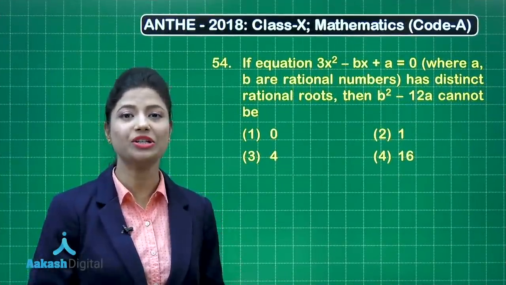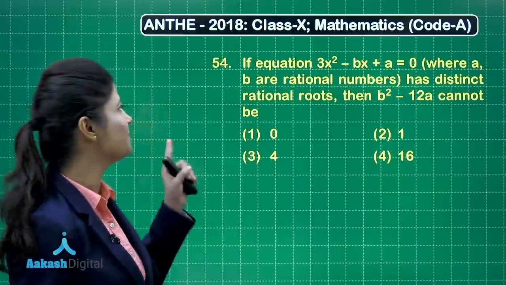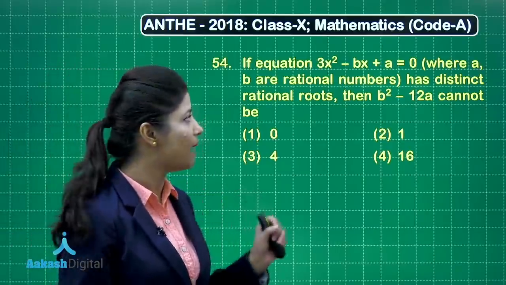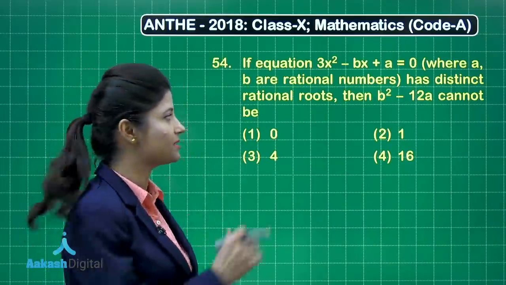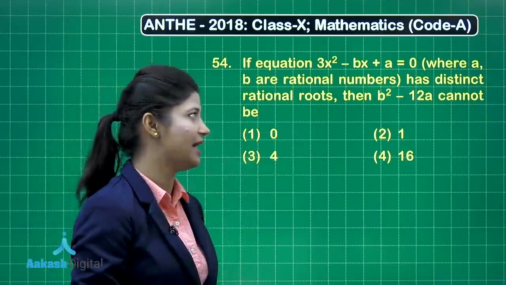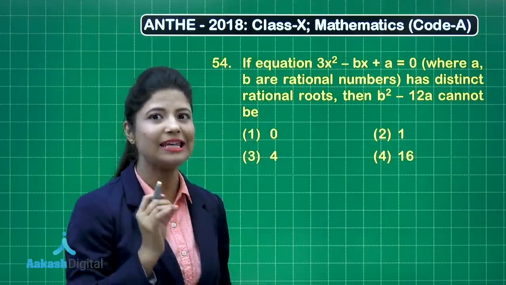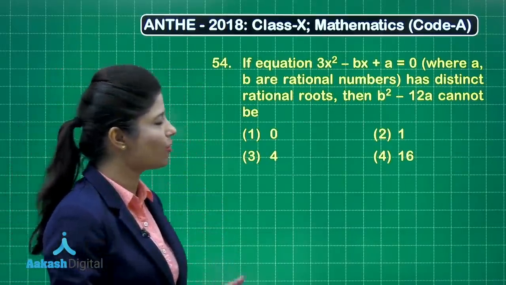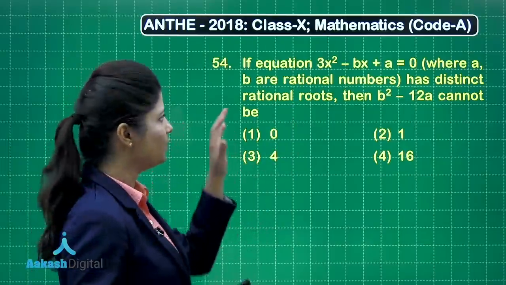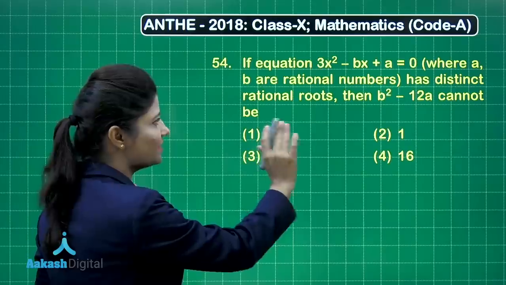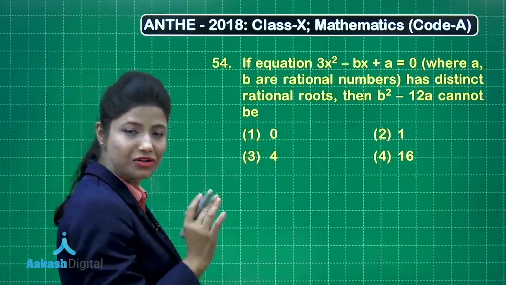Now let's discuss question number 54. It states that if the equation 3x square minus bx plus a is equal to 0, where a and b are rational numbers, has distinct rational roots, then b square minus 12a cannot be. So here what could not be the value of b square minus 12a has to be determined. When you consider this quadratic equation, it is clearly given that it has distinct rational roots.